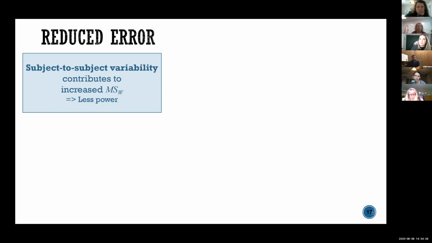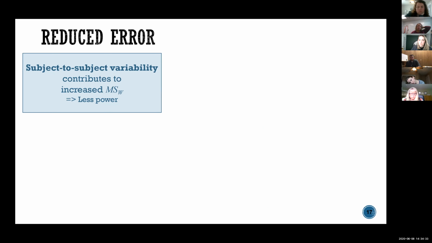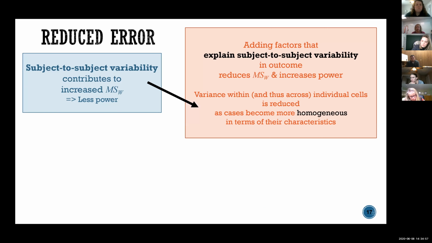So when we do an ANOVA, what is the bottom of our F statistic? What goes on the bottom of our F statistic? What number was that? The mean squared within. That's the mean squared error. That's the noise variance. The bigger that number is, the less powerful our study is. And subject to subject variability makes that mean squared error big.